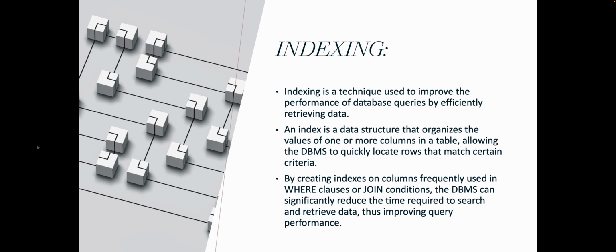Indexing. Indexing is a technique used to improve the performance of a database query by efficiently retrieving the data. An index is a data structure that organizes the values of one or more columns in a table, allowing the DBMS to quickly locate rows that match certain criteria that you put in there. By creating indexes on columns frequently used in where clauses or in join conditions, the DBMS can significantly reduce the time required to search and retrieve data, thus improving query performance.